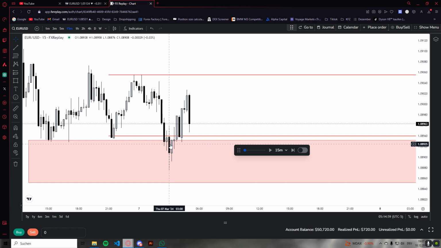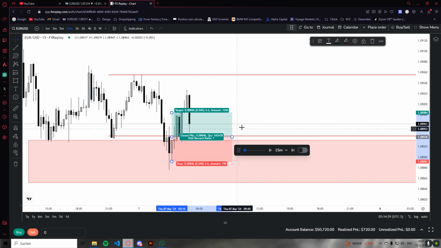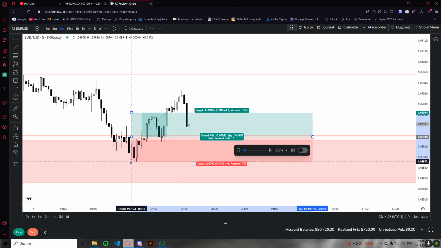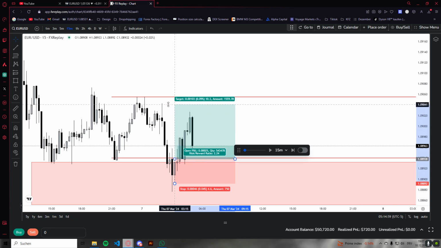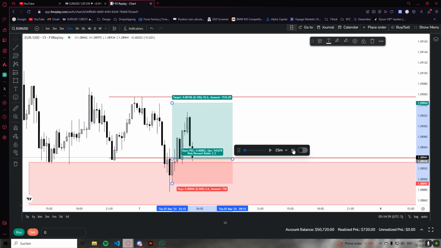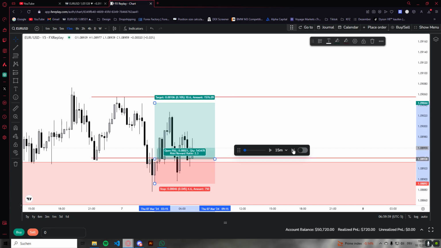CSD, change state delivery after 3 candles, that's here. Entry right there, you can see the body's perfectly respected. Stop loss below that low, 5 minute. And target can be that one. That's 2.3 RR.